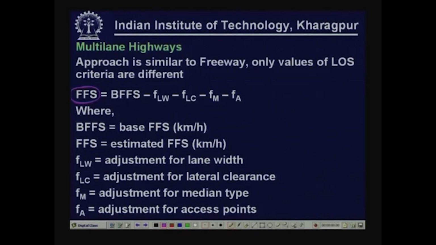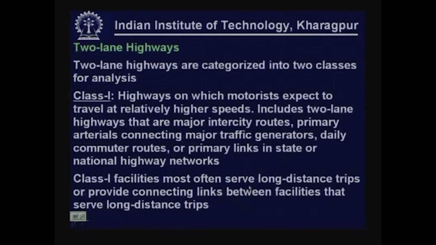Here we are applying adjustment for lane width, adjustment for lateral clearance, adjustment for median type, and also adjustment for access points. Access point adjustment was not there earlier. So, the approach is similar, but the actual adjustments which are applied are different. Again, suitable values may be obtained from the Highway Capacity Manual, and you can get the values of FLW, FLC, FM and FA, and accordingly you can calculate FFS for multi-lane highways.